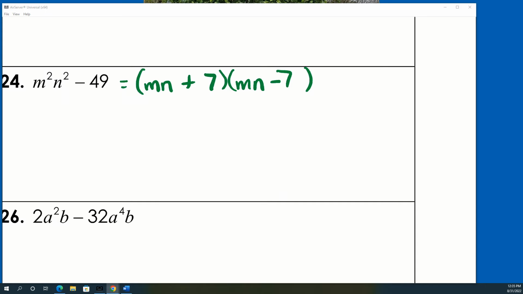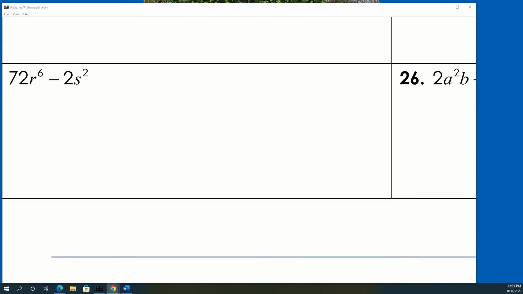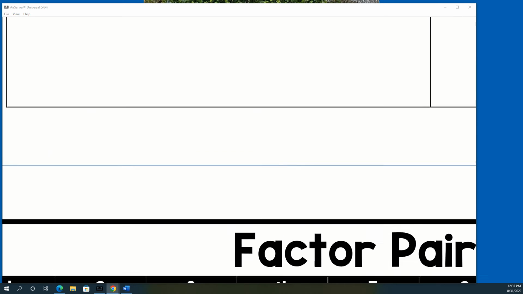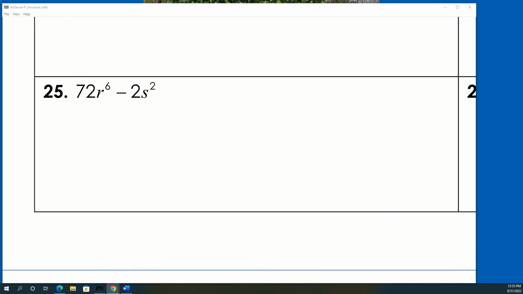Okay. Let's look at 25. Are those perfect squares? 72 and 2? No. But is there a common factor? 2. So we always need to be checking for that first. I haven't been saying it every time, but I should have been. So there's a common factor of 2. So we're going to factor out a 2.